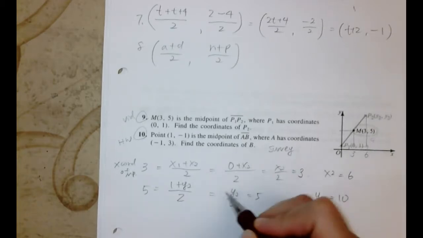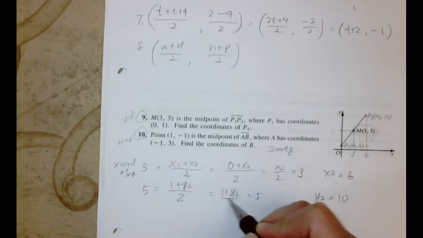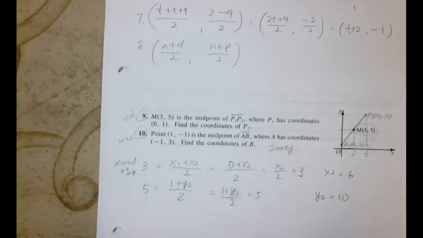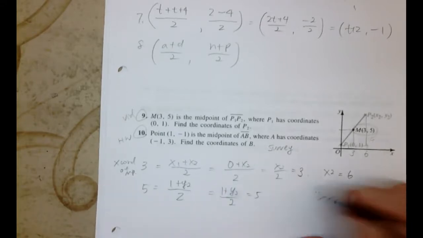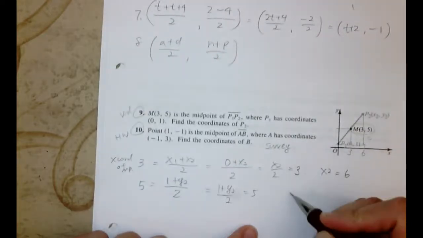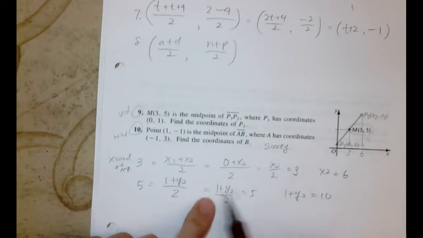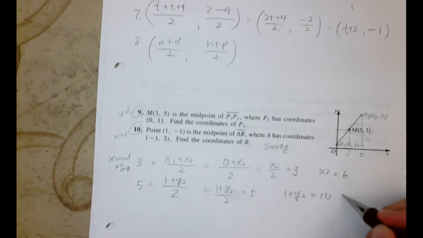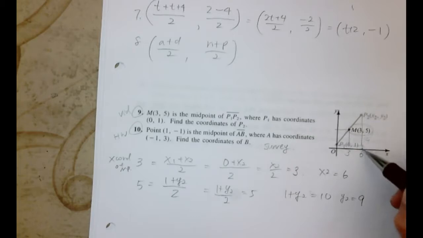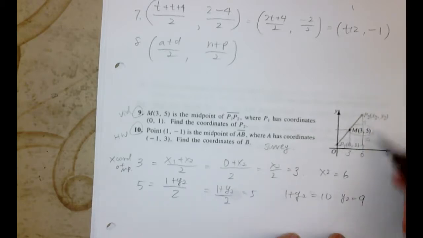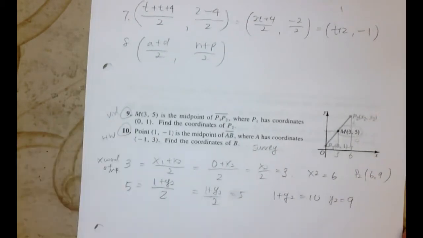I noticed a mistake. I forgot this 1 plus here. I'm sure you are wondering. Okay, so this equals 5. It should be 9. So 1 plus y2 is 10. Right? Because I forgot this 1 plus. So that means y2 is 9. And so it should be 9 because this is 1, that's 4, and then you add 4, it should be 9. Okay, so the coordinate of P2 is (6, 9). Okay, now you try 10, and we're done.